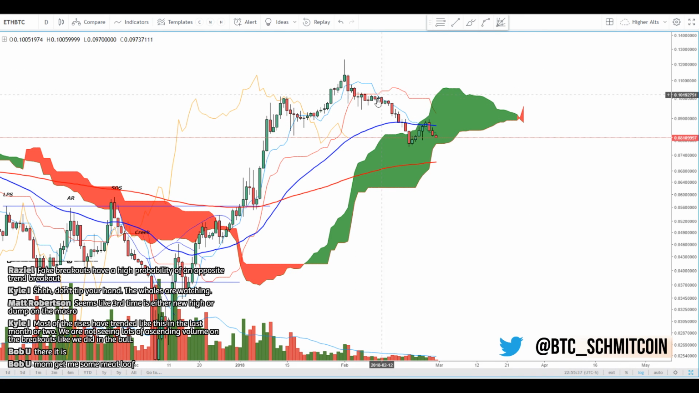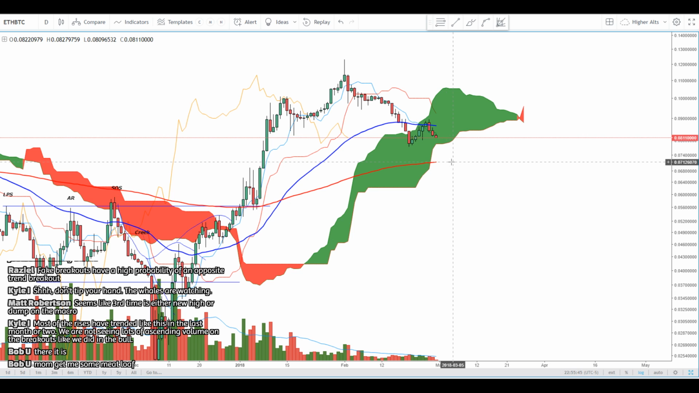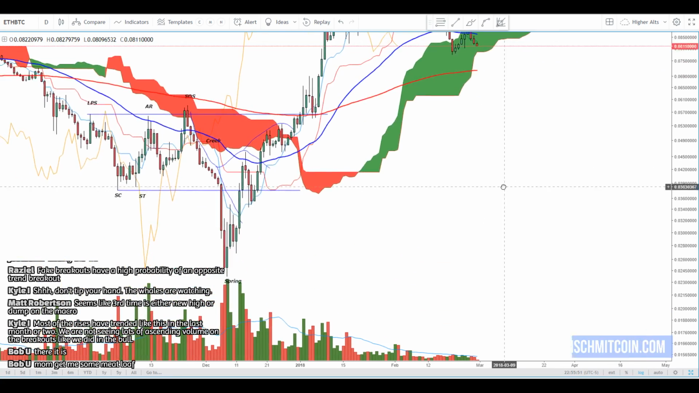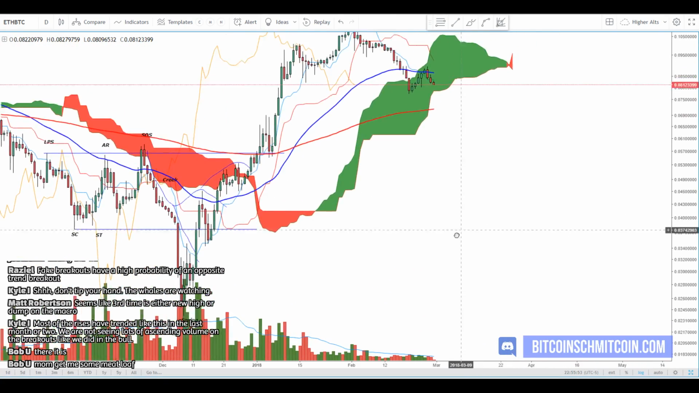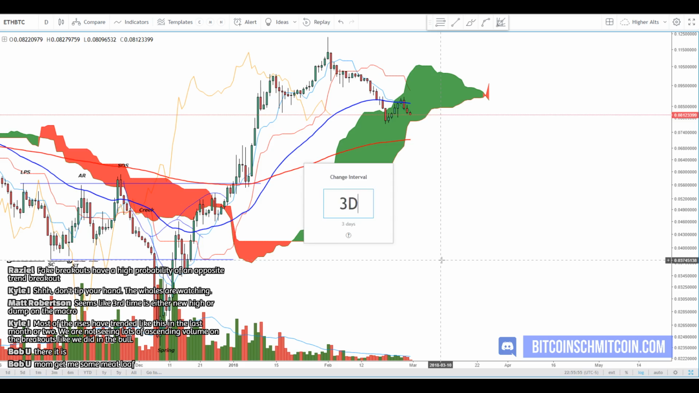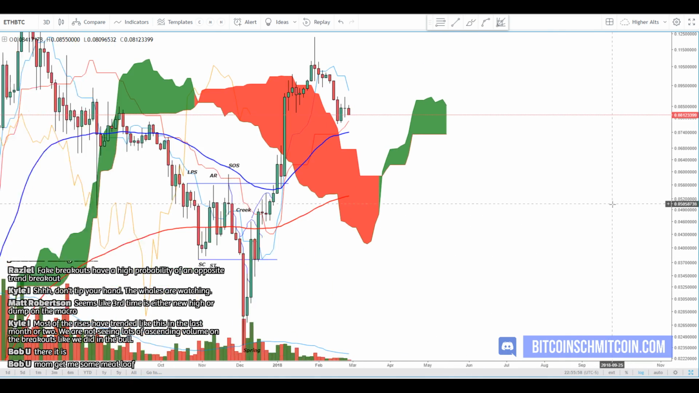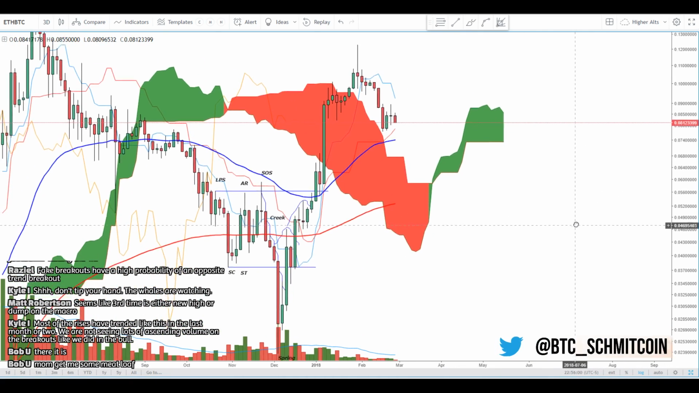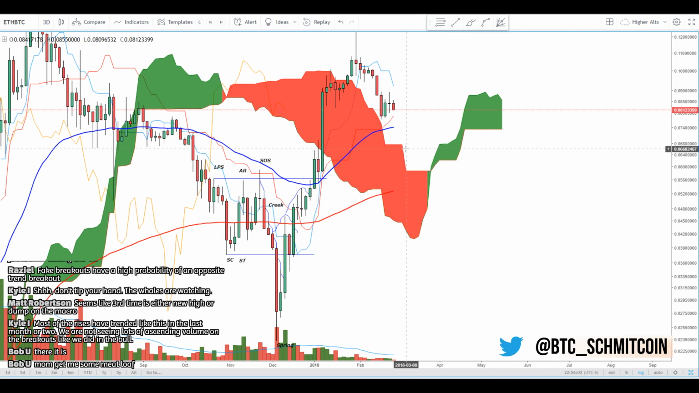We see a weak bearish cross on the Tenkan and the Kijun, and it's heading toward the bottom of this cloud. If this breaks out of the bottom of the cloud, the next line of support is going to be 0.071. Once it breaks down below that, there's not a whole lot below it for a while. If we look at the 3-day, the 3-day looks okay. So we might actually find some support on the 3-day cloud.